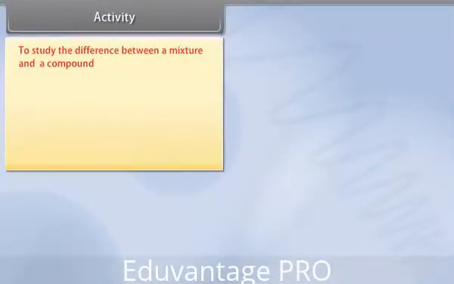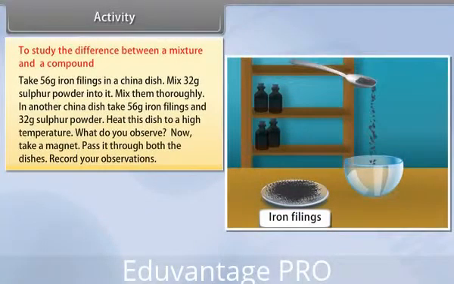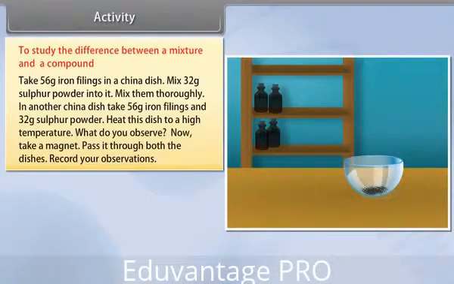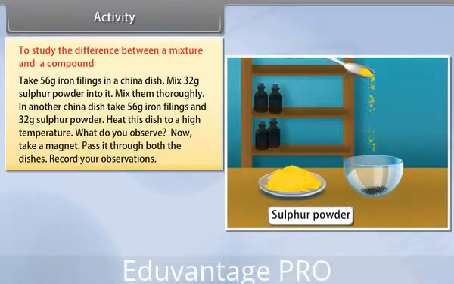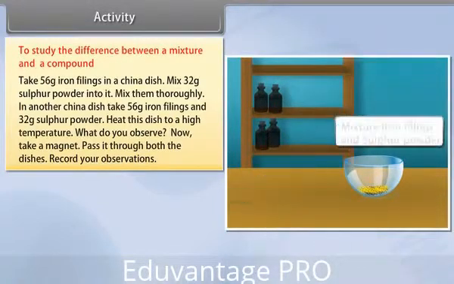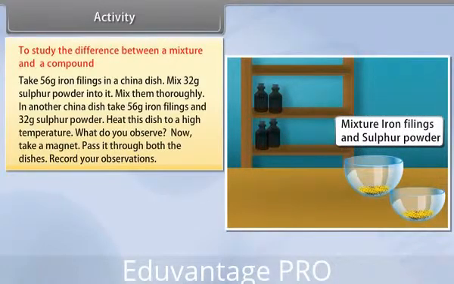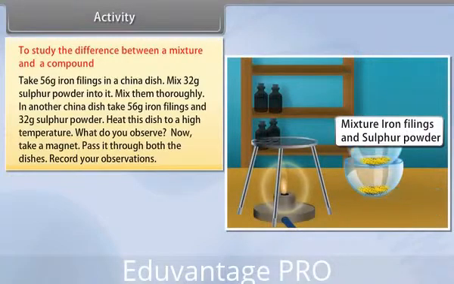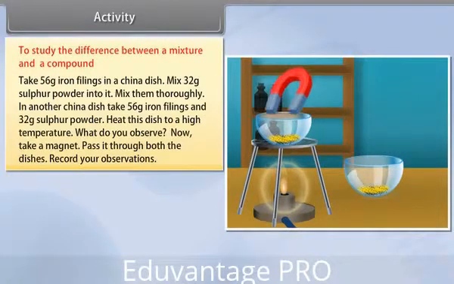Activity. To study the difference between a mixture and a compound, take 56-gram iron filings in a china dish. Mix 32 grams sulfur powder into it. Mix them thoroughly. In another china dish, take 56-gram iron filings and 32 grams sulfur powder. Heat this dish to a high temperature. Now take a magnet. Pass it through both the dishes.